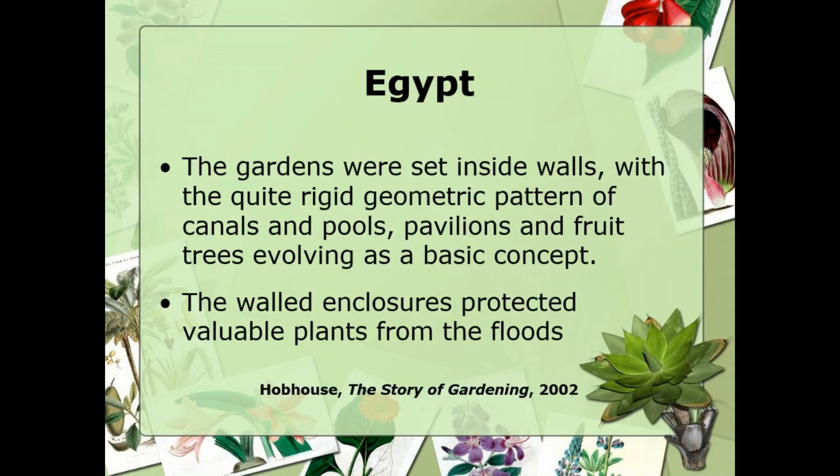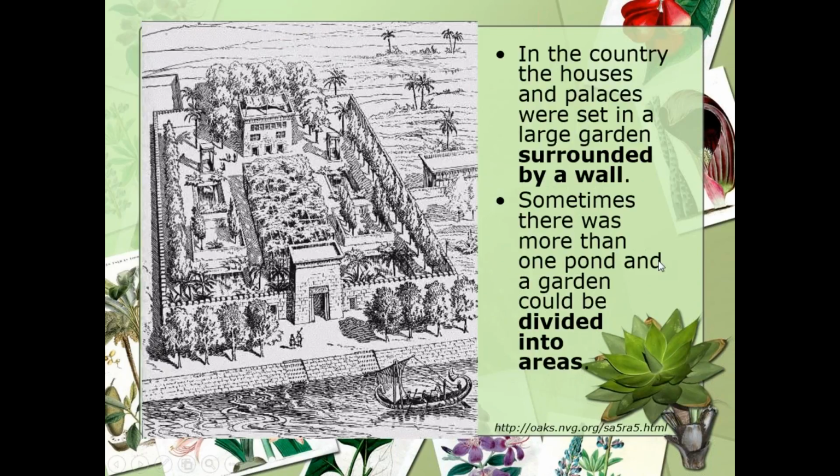The gardens were set inside walls with the quite rigid geometric pattern of canals and pools, pavilions, and fruit trees evolving as a basic concept, and the walled enclosure protected valuable plants from floods. In the country, the houses and palaces were set in a large garden surrounded by a wall. Sometimes there was more than one pond in the garden, and it would be divided into areas. And this looks even similar to what I was showing last week when we were talking about China and Japan and the courtyards. We'll see a lot of similar shapes with the outside exterior wall and some garden existing in a type of grid formation.